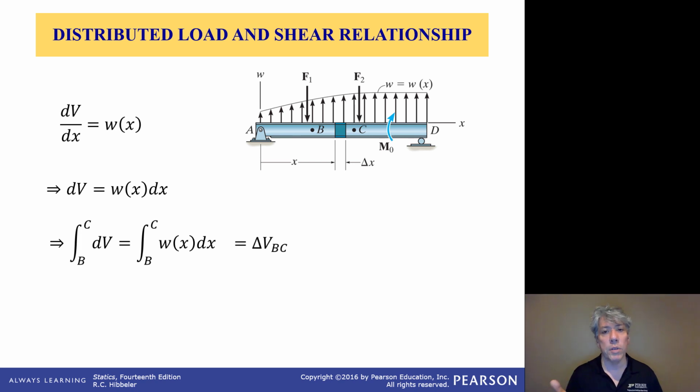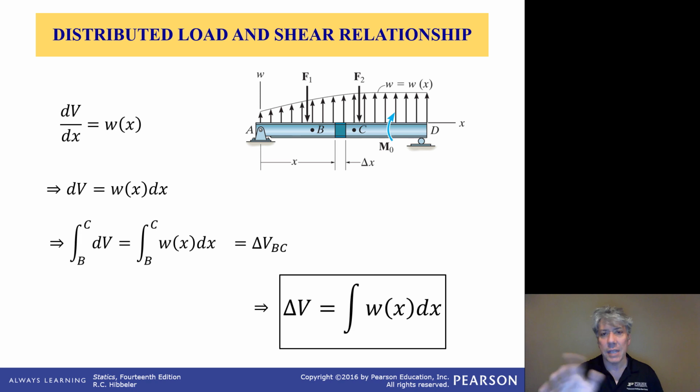And when you do that, what you'll find is you'll simply get the change in shear from point B to point C. Because look at the left-hand equation. We are simply integrating the differential of a variable. And so we know that we must get back the change in that variable. And that's why we have delta V, the change in the shear from point B to point C.